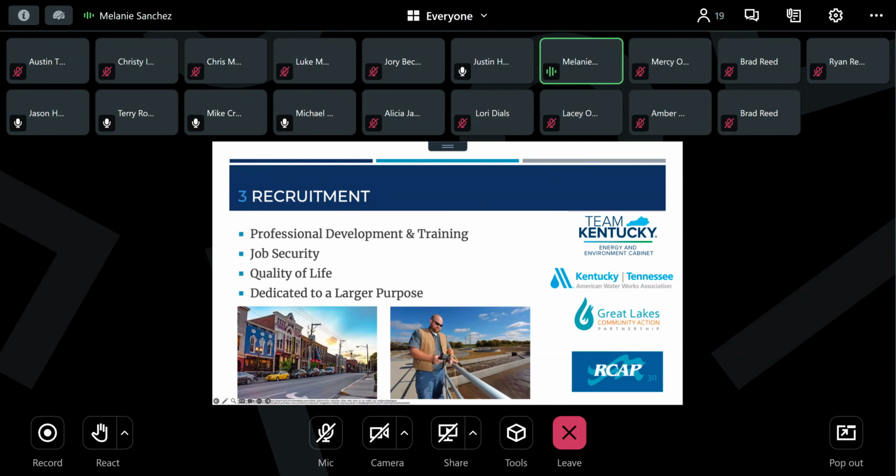And then, dedicated to a larger purpose, right? So emphasizing what sets the sector apart is the commitment to a larger purpose, right? Providing communities with access to clean, safe water. Working in the field means you're a part of something a lot bigger, and you're contributing to the well-being of society.